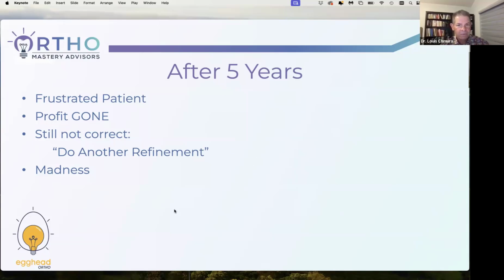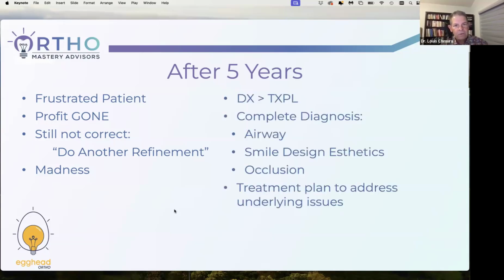It's madness. What they didn't do was a complete diagnosis and treatment plan, right? And that makes sense when you look at the photos. I'll show you that in a second. A complete diagnosis for me means, what is the airway status? Do they have a patent airway? Do we have to do anything orthodontically to improve it? What are the smile aesthetics? We're talking 3 different ways.